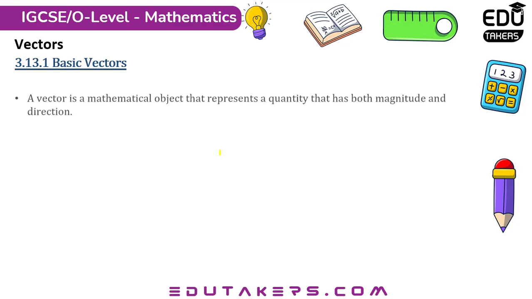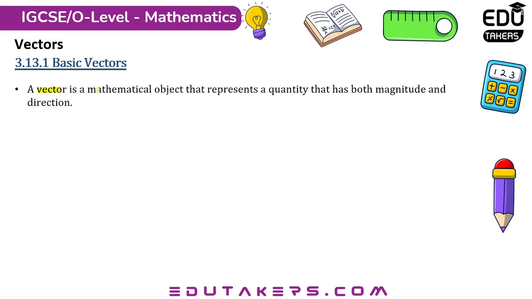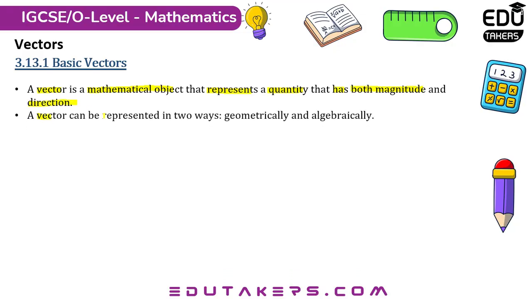Basic vectors. A vector is a mathematical object that represents a quantity that has both magnitude and direction. A vector can be represented in two ways, geometrically and algebraically.